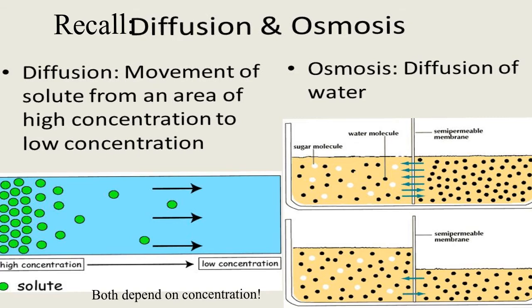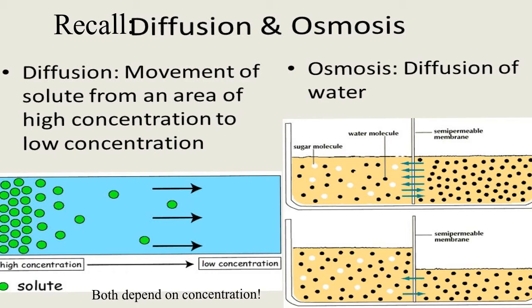In case you need a refresher on what diffusion and osmosis is, here it is. Diffusion is the movement of solute from an area of high concentration to low concentration. And solute is just another word for molecule. So what you see down here is high concentration of this molecule. There's lots of green things in this little space. And what's going to happen is these green molecules are going to spread out into areas of low concentration or empty space. Well, not really empty, but empty of this specific molecule.